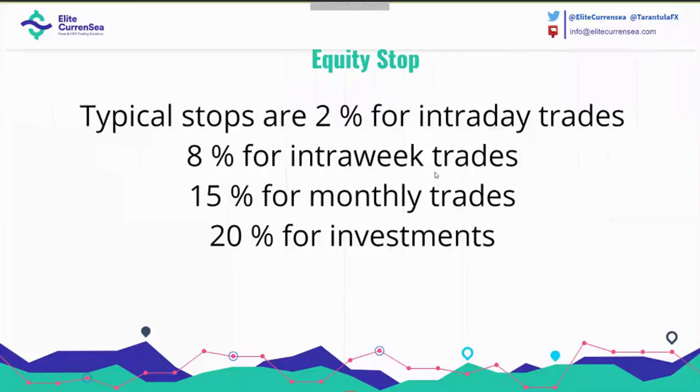Equity stop or percentage stop usually use typical stops like 2% for intraday trades, 8% for intra-week trades, 15% for monthly trades, 20% for investments. I personally can afford to lose between 3 and 4% per day. But because I use Camarilla MACD, my own method, my losses are very, very limited and usually gains precede the losses in long-term or, let's say, mid-term trading.